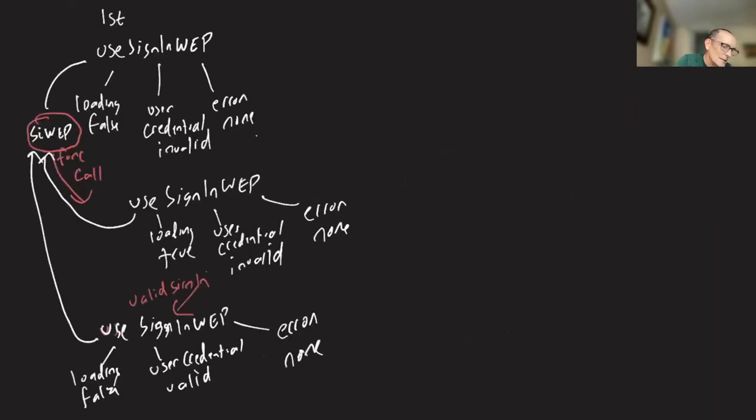Now, the third case is we have an invalid sign-in. Again, the sequence of events is we called the use sign-in with email and password. It returned us a sign-in function. We called that sign-in function at some point once the user entered in their email and password. And then that's going to reevaluate the use sign-in with email and password, and that's going to return loading of true. And now, assuming it was an invalid username and password, we're going to evaluate use sign-in with email and password a third time.